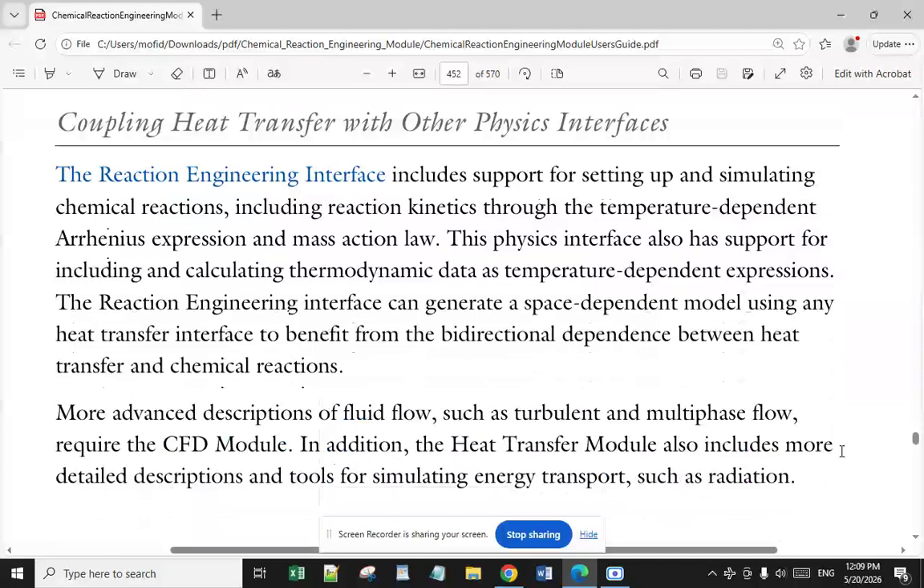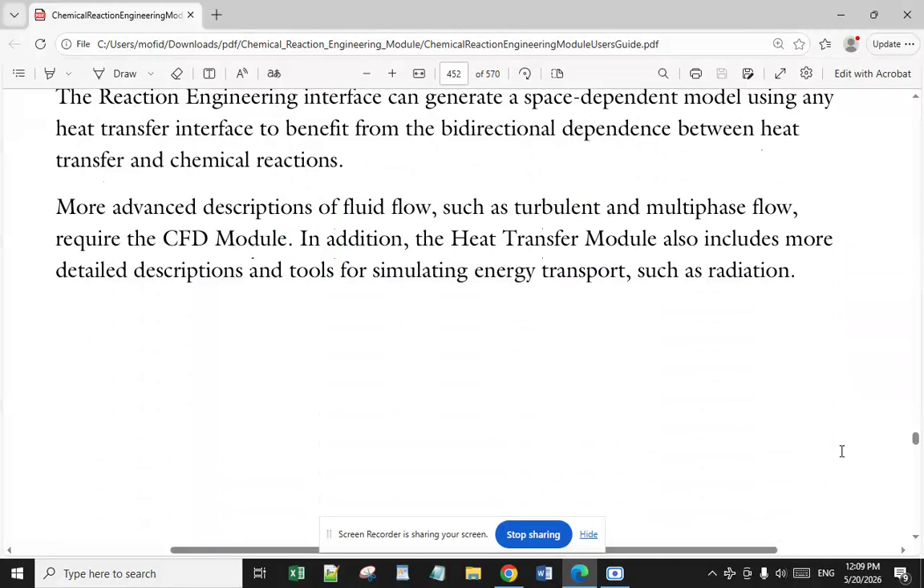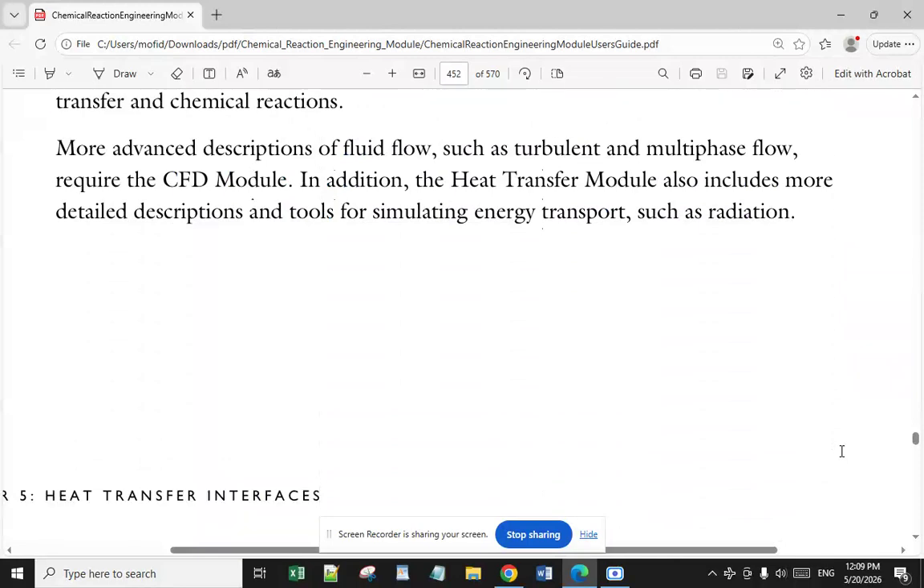The Reaction Engineering interface includes support for setting up and simulating chemical reactions, including reaction kinetics through the temperature-dependent Arrhenius expression and mass action law. This physics interface also has support for including and calculating thermodynamic data as temperature-dependent expressions. The Reaction Engineering interface can generate a space-dependent model using any heat transfer interface to benefit from the bidirectional dependence between heat transfer and chemical reactions.